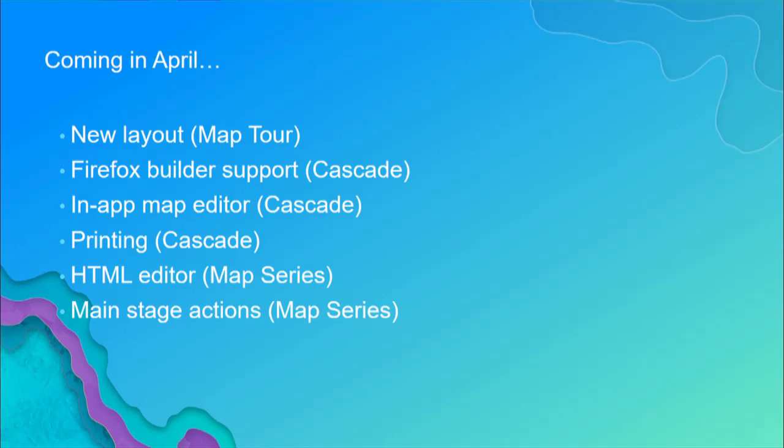You can create maps directly within there instead of having to go out to ArcGIS Online and then come back. And we've added that in Cascade now as well. We've also added printing in Cascade. So if you have a Cascade story map that your customers or other people want printed, you can do so.